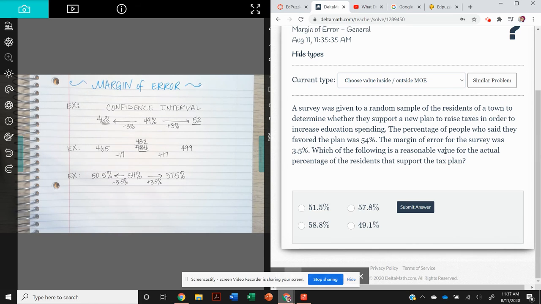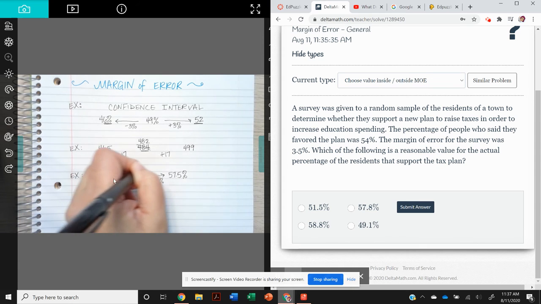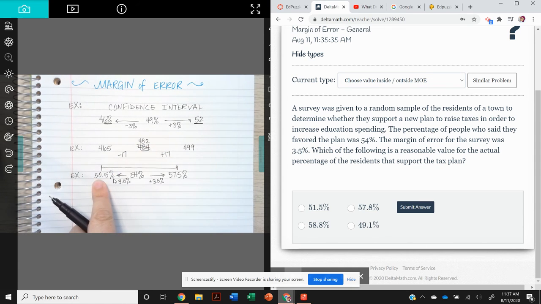It says a reasonable value. So 51.5% actually falls in my confidence interval, because remember, this is my confidence interval from 50.5 to 57.5. 57.8 is just outside of it. 58.8 is just outside of it. And 49.1 is outside of it, but on the left-hand side. So 51.5% is the only number that falls within my confidence interval.